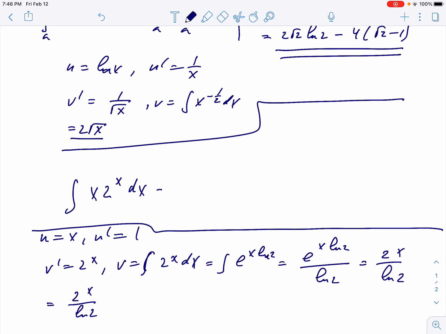So we go uv. V is, remember, 2 to the x over natural log of 2. So I have x times 2 to the x over natural log of 2. Just this term we're working on is part of the antiderivative. So this is one part of the antiderivative. And then another one, now we have 2 to the x dx.